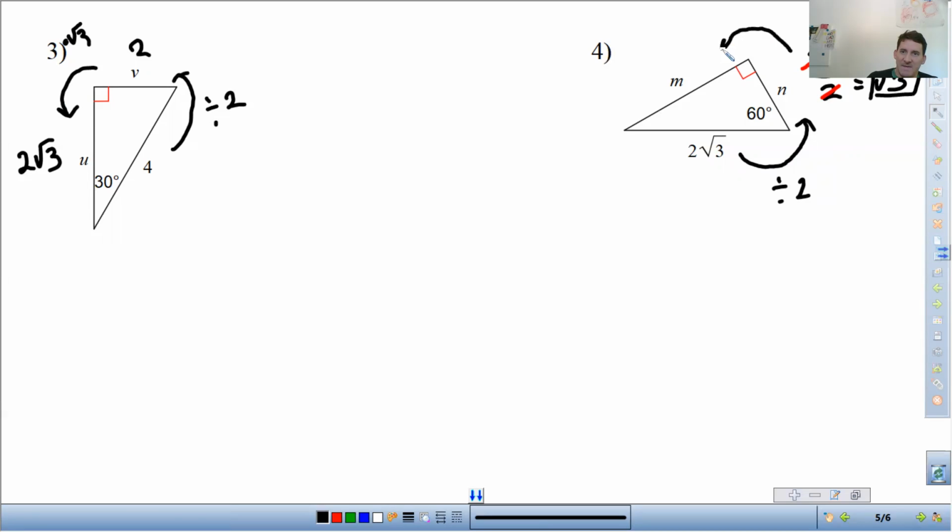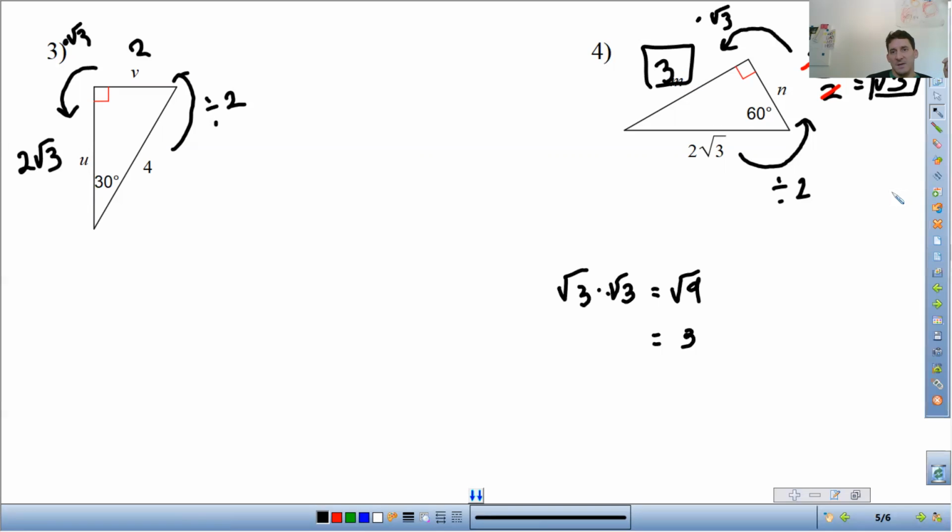I'm going to take that to find the medium leg. I need to multiply by the root 3. So root 3 times root 3, I'll do this down here. Hopefully you remember that. The roots just cancel each other out. Math behind that, root 3 times root 3 is root 9. Square root of 9 is 3. Overall, the square roots just go away. So the short side is root 3, the medium side is just 3.